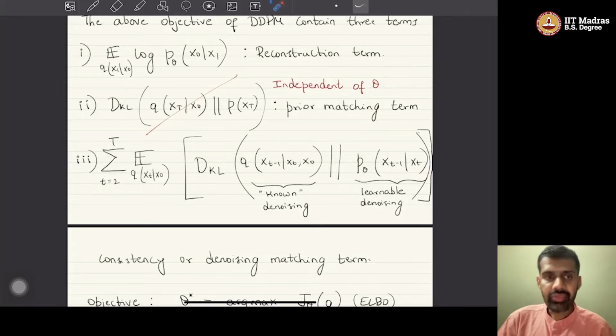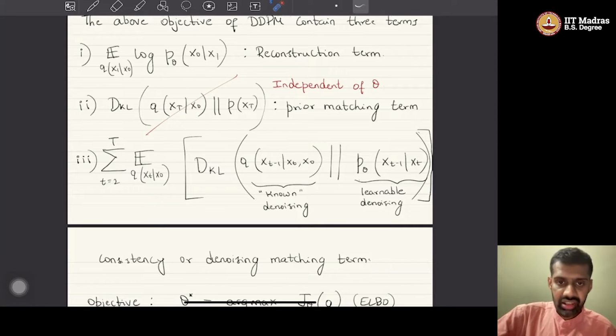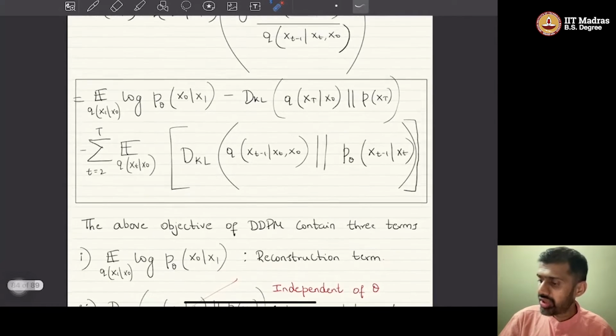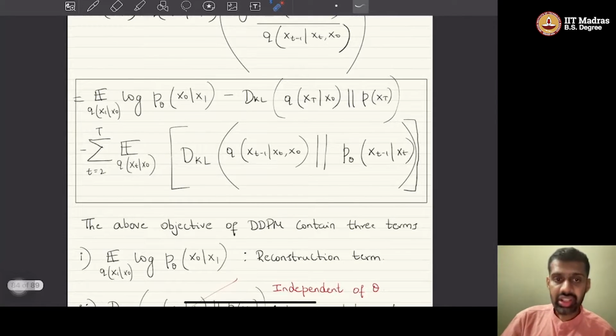We are looking at arriving at a term for the optimization of the evidence lower bound for DDPMs. We saw that the final objective for DDPM had three terms.